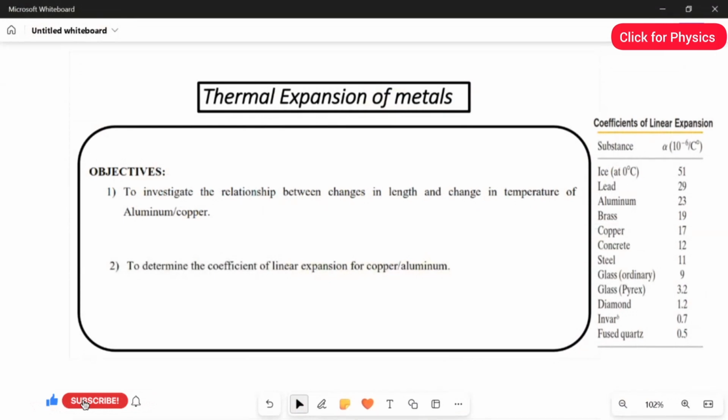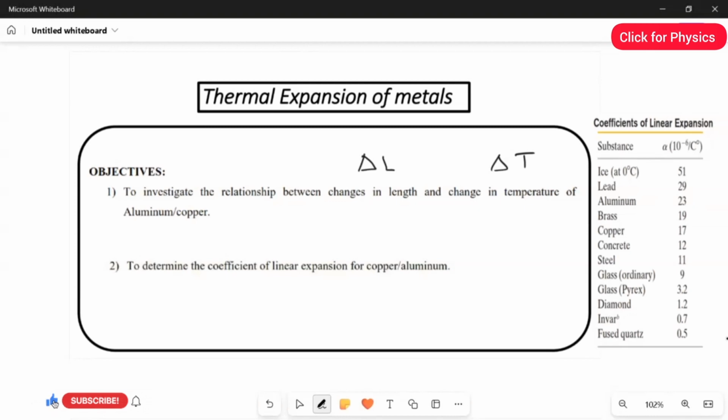In this video, I am going to explain the experiment, the thermal expansion of metals. The objectives of this experiment are to investigate the relationship between a change in length and change in temperature of two different materials, aluminium or copper. That means we are going to study the relation between delta L versus delta T.